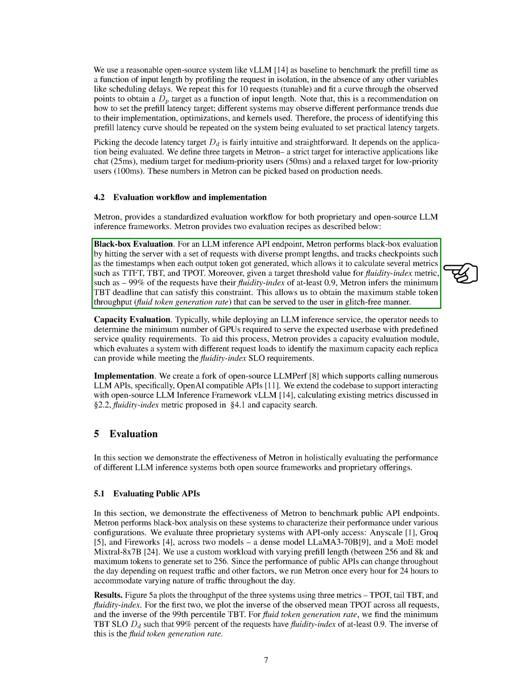In black box evaluation, we assess an LLM inference API endpoint by sending various requests with different prompt lengths to the server. We track the generation timestamps of each output token to calculate metrics like TTFT, TBT, and TPOT. By setting a target fluidity index threshold, Metron determines the minimum TBT deadline needed to meet this requirement, ensuring a smooth token throughput for users.